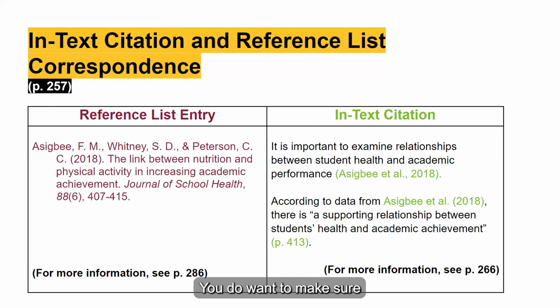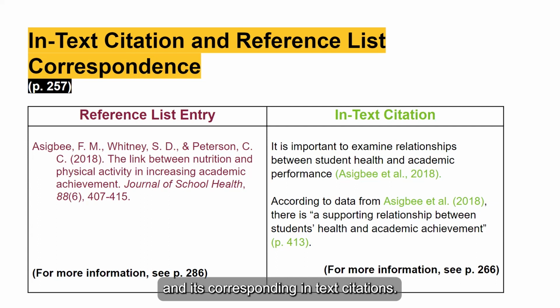You do want to make sure that there is a correspondence between your reference list and your in-text citations. Here we have an example of a reference list entry and its corresponding in-text citations. You do not want to have any reference on your reference list that does not have a corresponding in-text citation, and you don't want to have any in-text citations that do not have a corresponding reference list entry. This can be considered academic dishonesty.